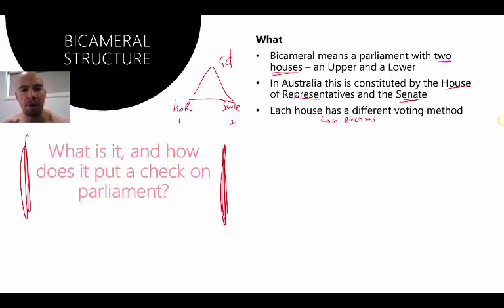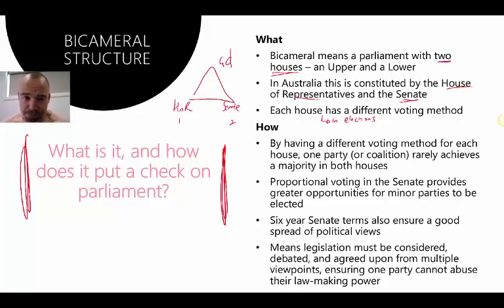So not a different voting method in each house. That's the same. You just agree or don't agree on a potential law. But each house has a different voting method in elections. And we'll talk about how that acts as a check.